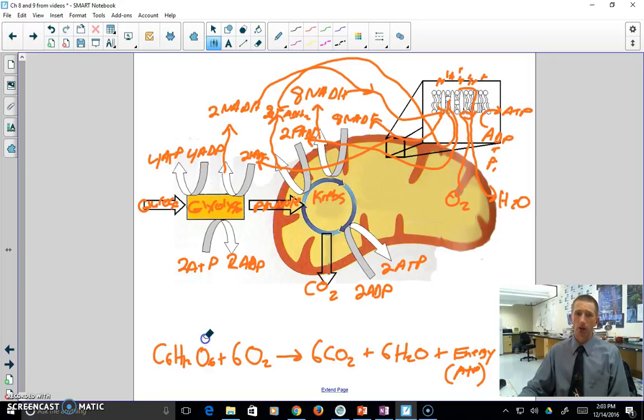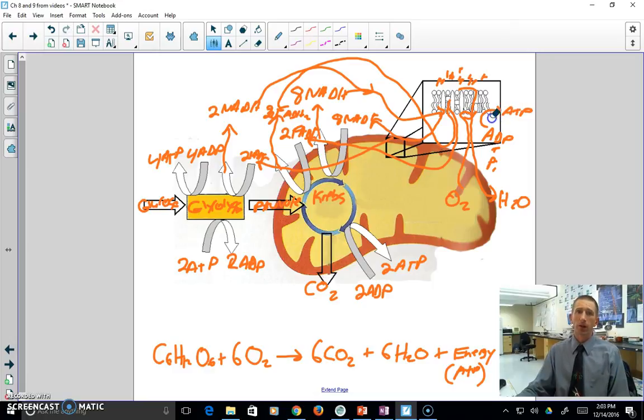So last thing we need to do then is look at our life equation and find all of these things in the life equation. So glucose, C6H12O6, goes into the process, that's a reactant. Oxygen, O2, goes into the process, that's a reactant. And then CO2 comes out of the process, that's a product. H2O comes out of the process, that's a product. And then energy, ATP, comes out of the process, that's a product.